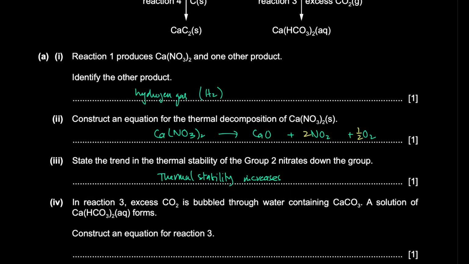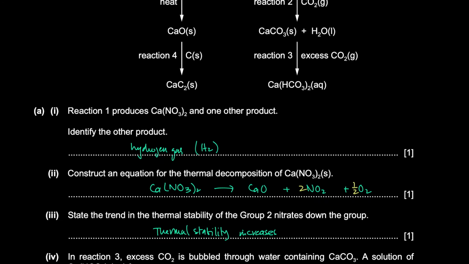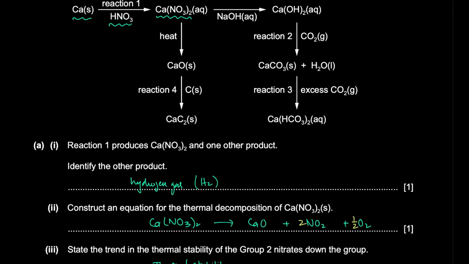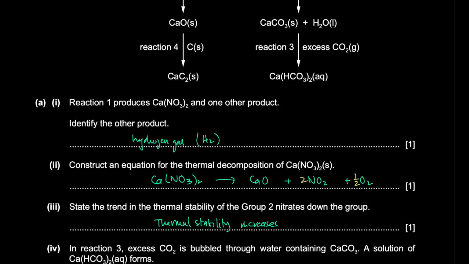In reaction 3, excess carbon dioxide is bubbled through water containing calcium carbonate. A solution of calcium hydrogen carbonate forms. Construct an equation for this reaction. So over here they're saying in reaction 3, if CO2 is bubbled through calcium carbonate, you form calcium hydrogen carbonate. Okay, and you just have to construct an equation for this reaction.